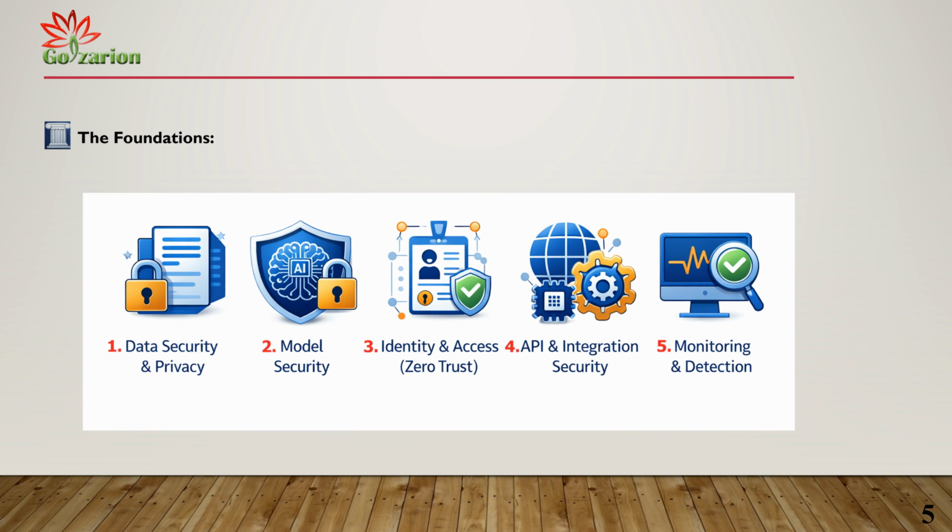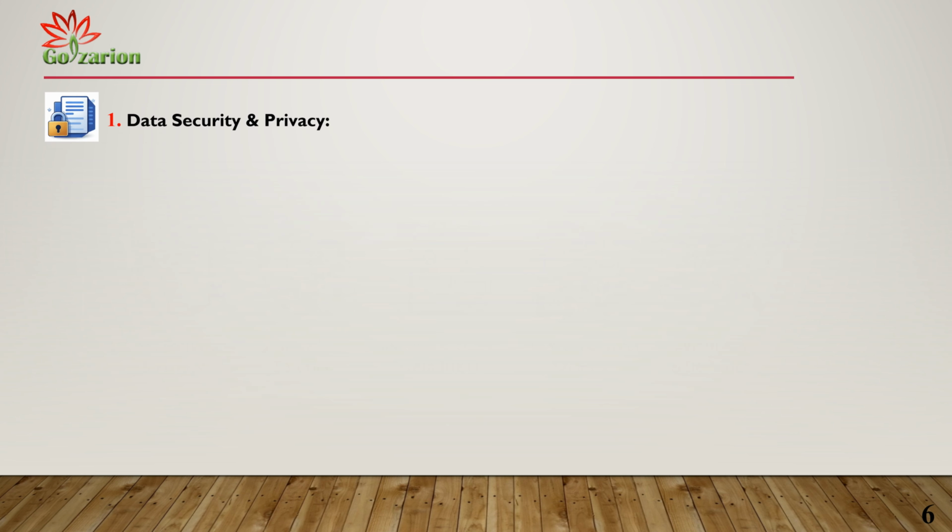Today is part 1, the foundations. You can use this as a repeatable security checklist for any AI application. The 5 foundations are data security and privacy, model security, identity and access, API and integration security, monitoring and detection. Let's start with the first foundation, data security and privacy.